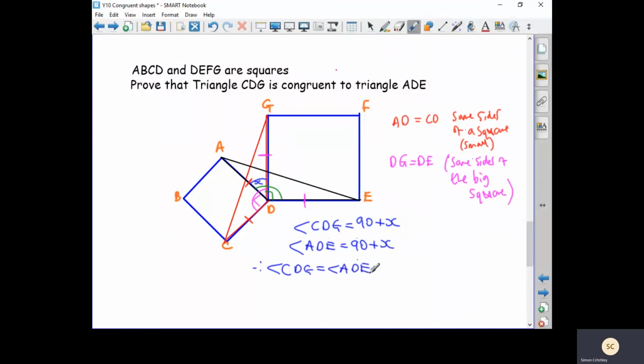And we have now a side and an enclosed angle. So this time our proof is side, angle, side, congruence. So that's the idea for all of these questions.